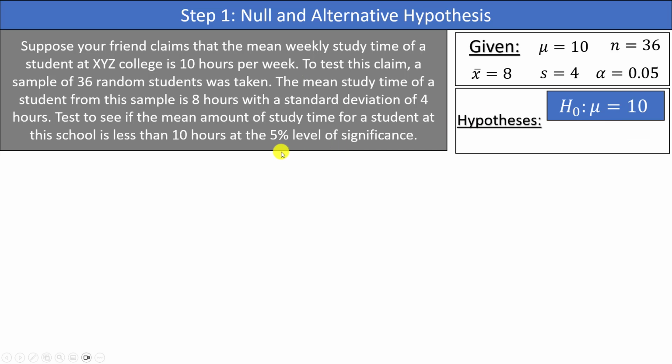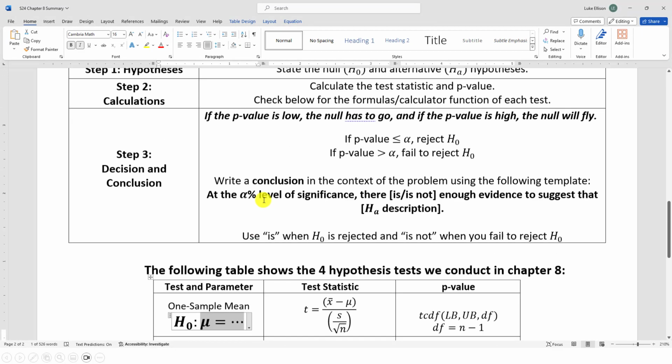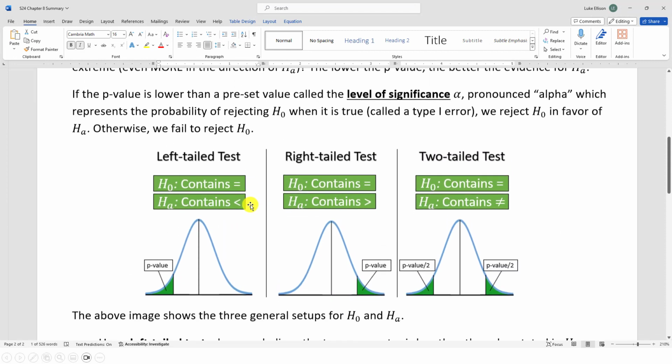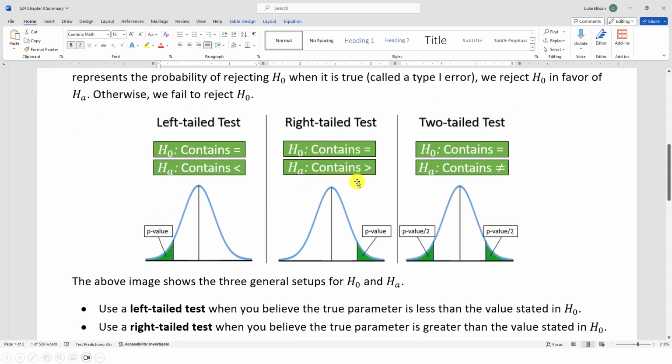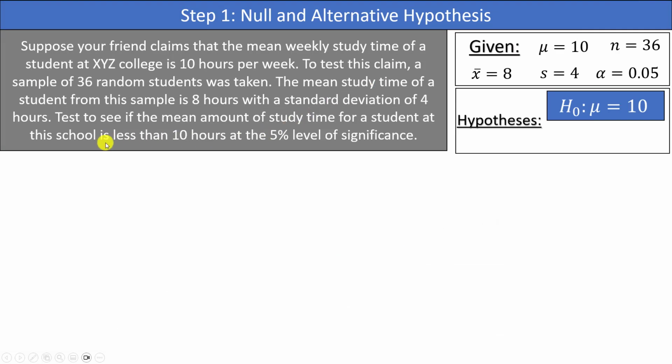Now, in what way are we trying to challenge that claim? Well, they say right here, test to see if the mean amount of study time for a student at this school is less than 10 hours. So once again, for our alternative hypothesis, we've got these three different options. We could either have the less than, the greater than, or the not equal to. You look at the wording of the problem to determine which of those you have. And in this case, we're going to have the very first one, the left tail test, because they say test to see if the mean amount of study time is less than 10 hours. So our alternative hypothesis is going to be mu is less than 10.